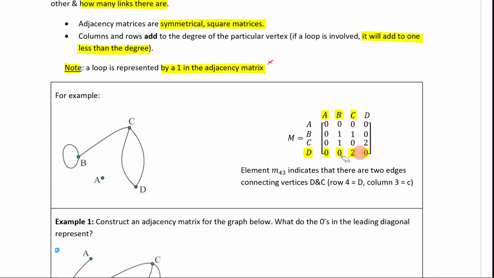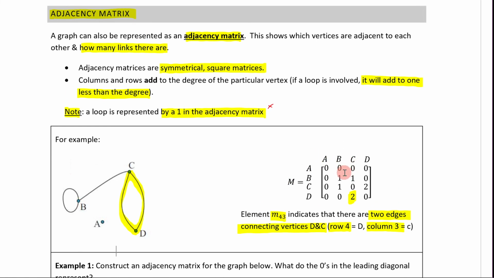So let's finish off by reading this. This says element 4, 3, so that's row 4, column 3, so this 2 right here indicates that there are 2 edges connecting the vertices D and C. So row 4, column 3. And as you can see, it's referring to this one and that one. There are the edges connecting D and C together. So that is a bit of an introduction to what adjacency matrices are. Hopefully it makes sense. And hopefully this little note about how we should think about loops is also making sense to you. Make sure to reach out if it isn't.